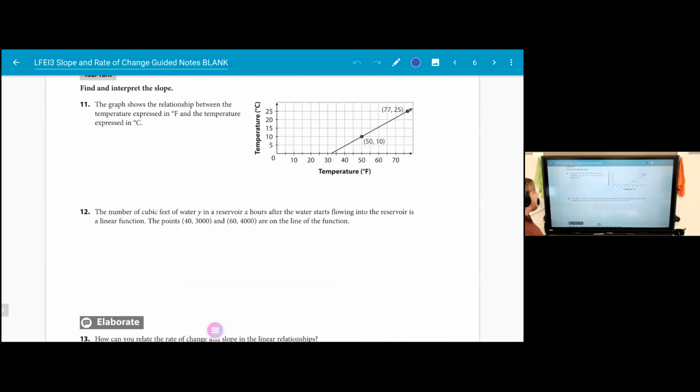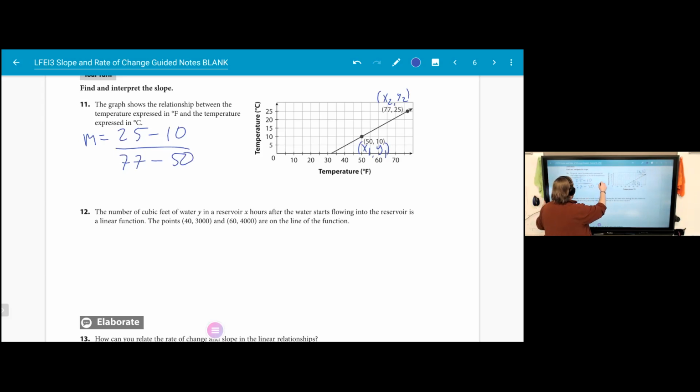All right, find and interpret the slope. The graph shows the relationship between the temperature expressed in Fahrenheit and the temperature expressed in Celsius. We've got to find our slope, right? Pick one to be x1, y1. Pick one to be x2, y2. My slope: I've picked my y2 as 25 minus my y1 is 10, divided by my x2, which is 77, minus my x1, which is 50. Let's see what that simplifies to. We've got 15 divided by 27. Can I simplify that further? Absolutely, I can divide them both by 3. This simplifies to 5/7.